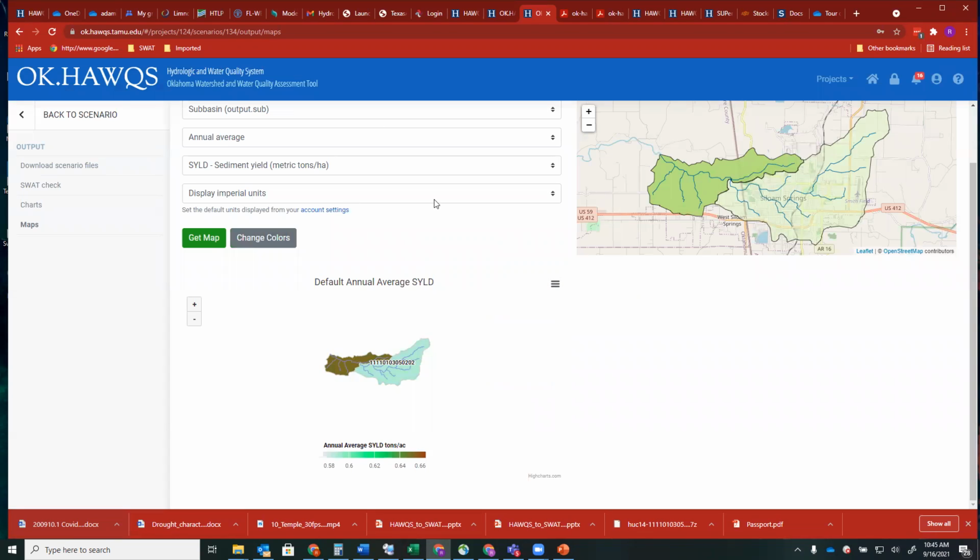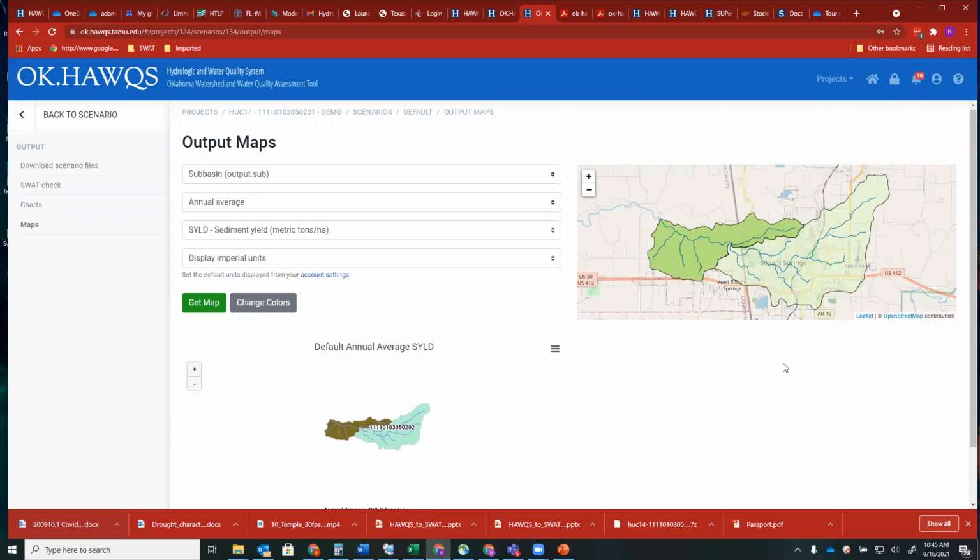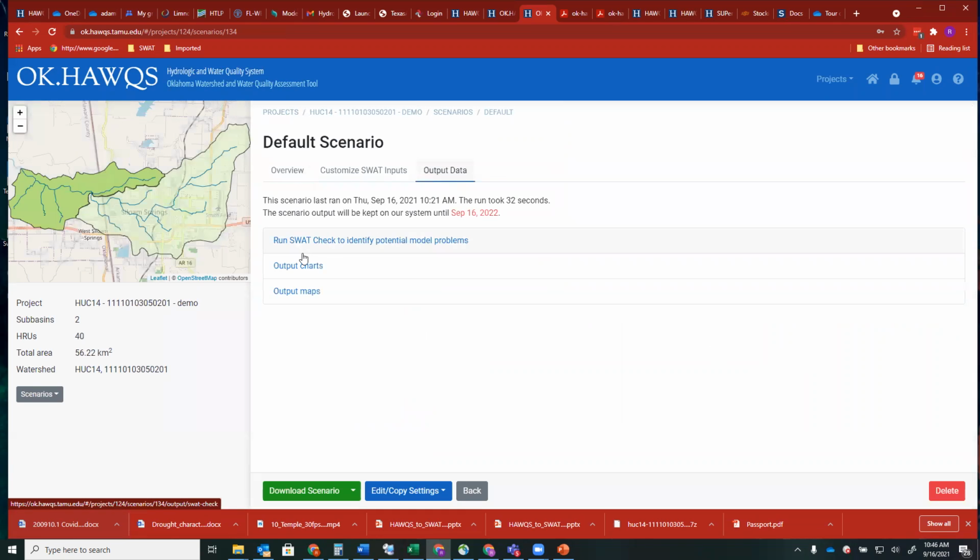And if you have multiple scenarios, you'll be able to do the comparison, which I'll show you next, once I create a scenario, additional scenarios. Any questions on the output analysis? So we went through the output data. In here, we looked at the SWAT check. We looked at the chart, how to chart like flow duration curve, average annual, and so on and so forth. And then monthly values. Then we were also able to plot maps.